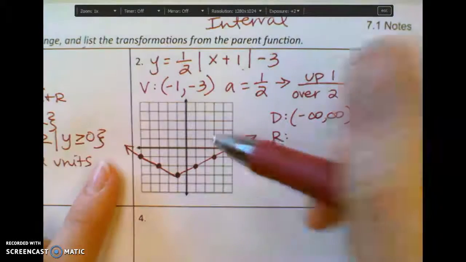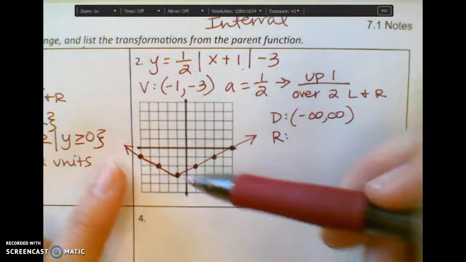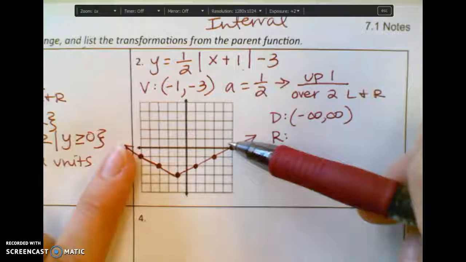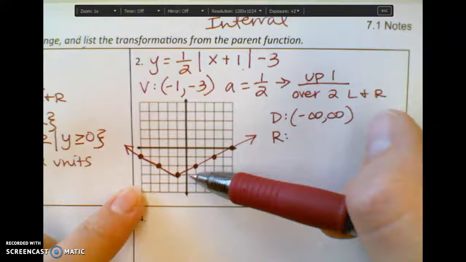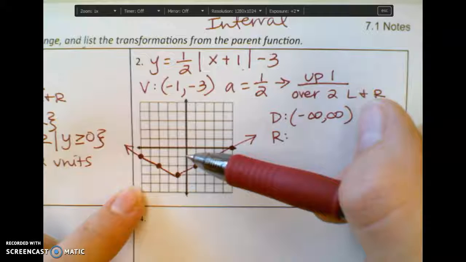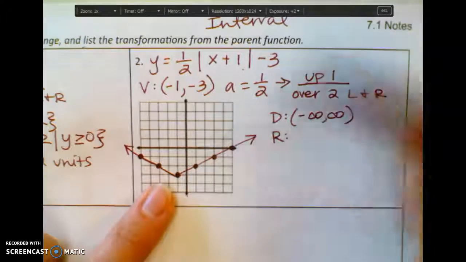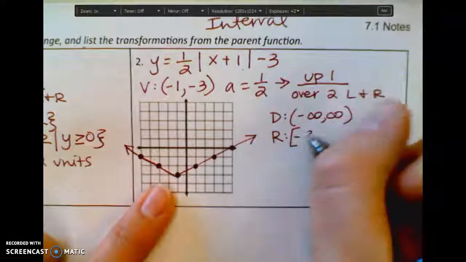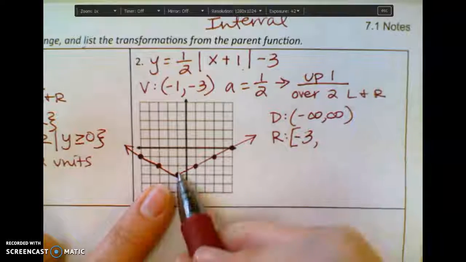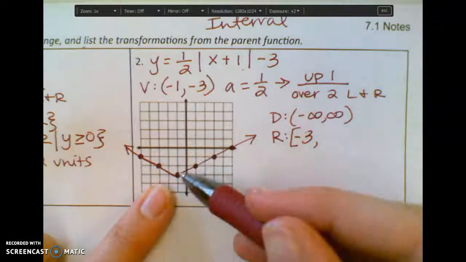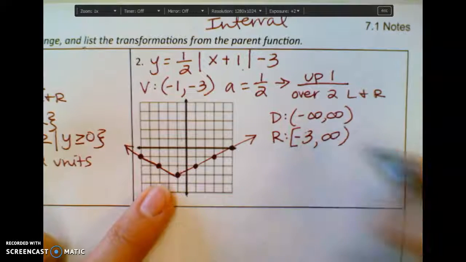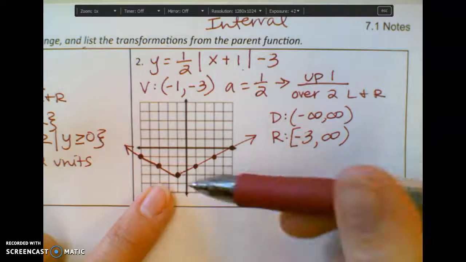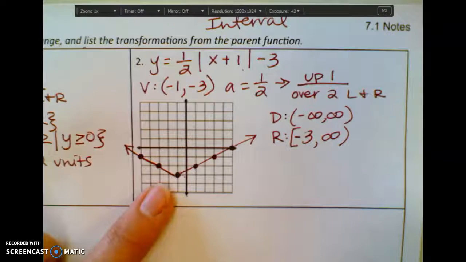Now for the range, we look up and down. In this case, we have a minimum value because it opens up. This is the lowest y value of my graph. Well, what is that minimum value? Our graph starts at -3. I'm putting a bracket because that's a closed circle. And then it goes up forever and ever. Well, where are those arrows heading? They're heading to +infinity. So it goes from -3 to +infinity.